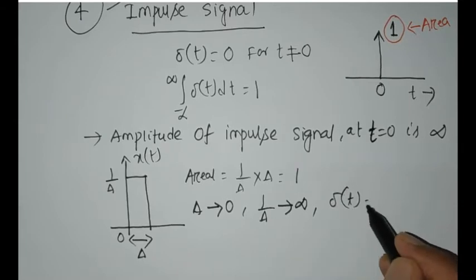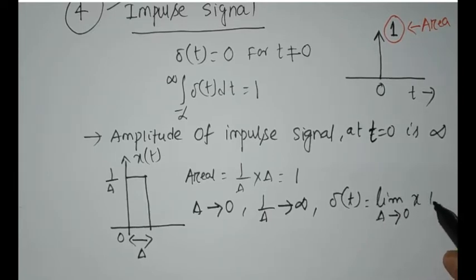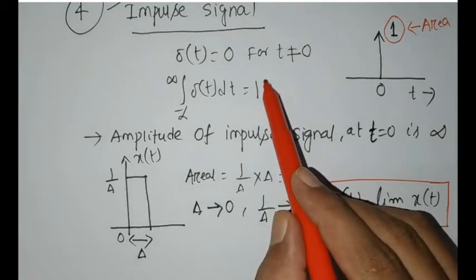δ(t) equals the limit as Δ tends to 0 of x(t). Now it is very clear: limit Δ tends to 0. When Δ is very close to 0, the amplitude is 1/Δ, so 1/Δ means 1/0, which equals infinity. That is the definition of our impulse signal.